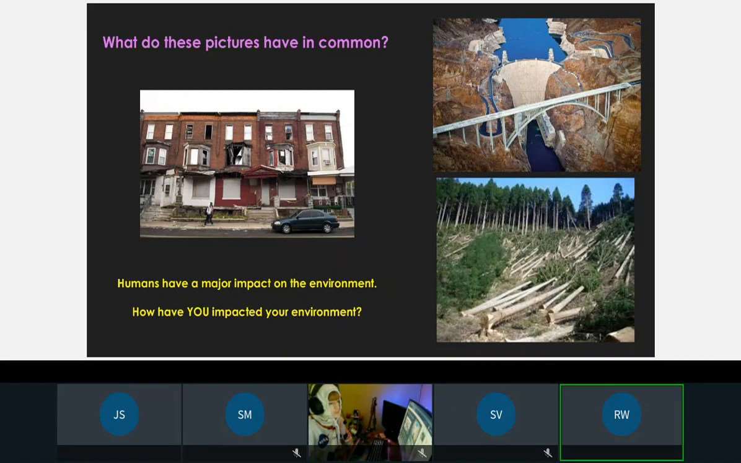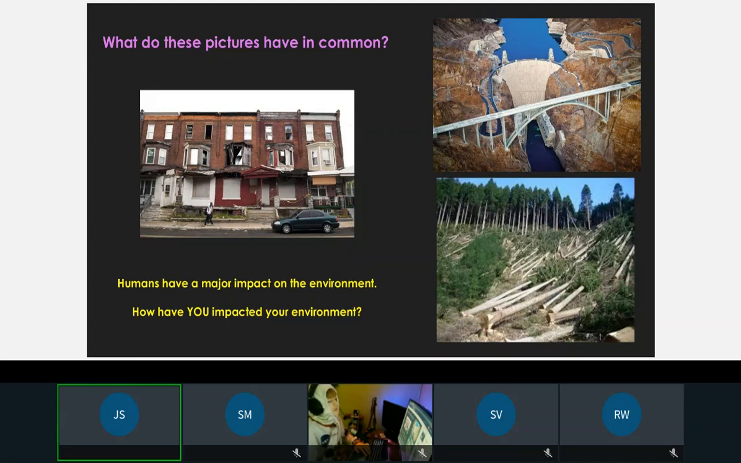What do these pictures have in common? Humans have a major impact on the environment. How have you impacted your environment? Okay, good. So what do these all have in common? They're all about human environmental impact, right? As cities grow or fall apart, you start to have an impact. That is Detroit that you're looking at there. It was at one time a huge major city, and now it's just a mess.